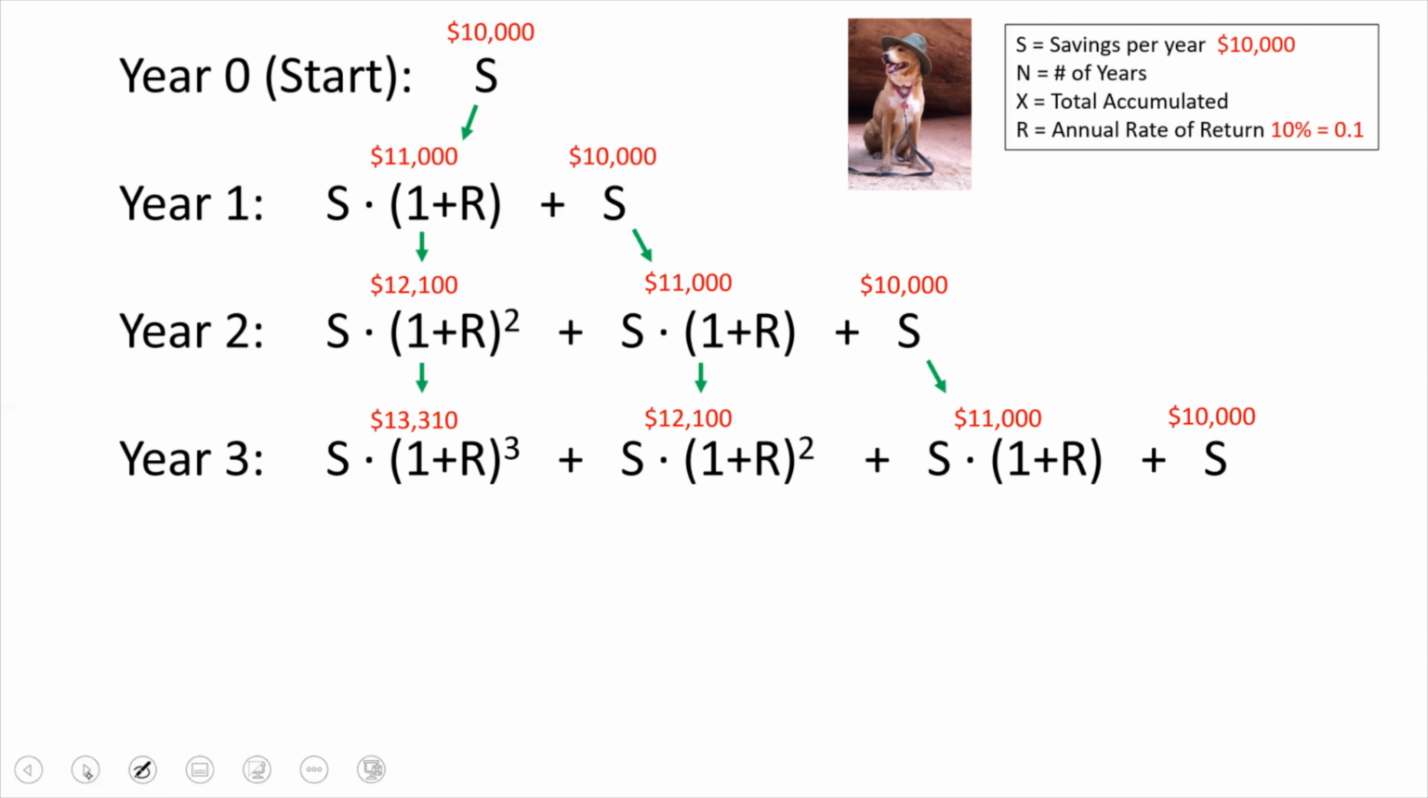And we keep going. So for year 3, this S has now grown by 3 years, so that's why we put that exponent there.